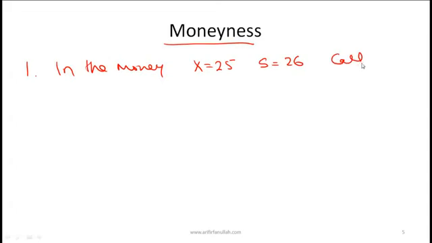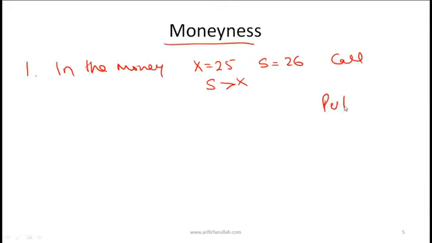So given that this is a call option, what does this mean? This means that the strike price is 25, so you have the right to buy the share for 25. In the market it is selling for 26. So for a call option, as long as the stock price is greater than the exercise price, we are in the money. What about if this were a put option?